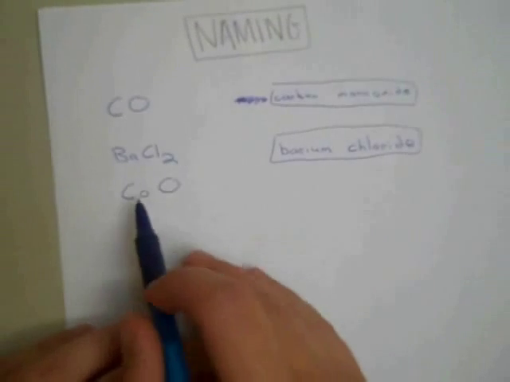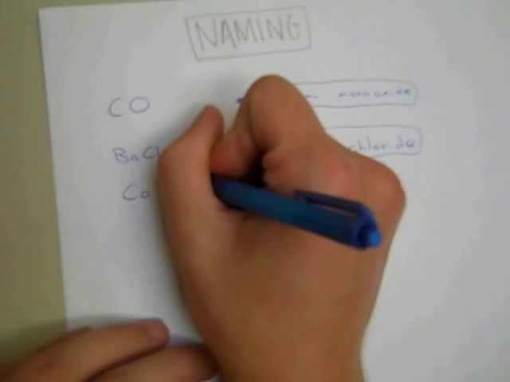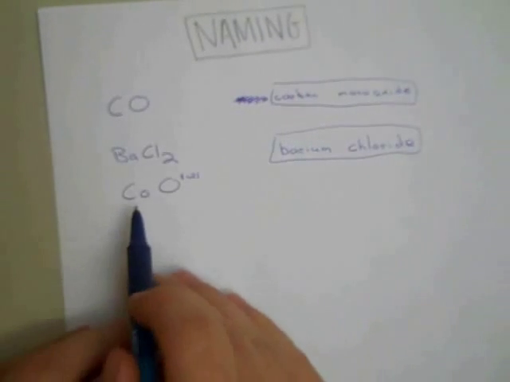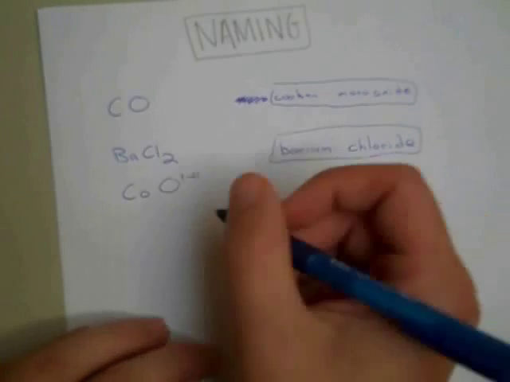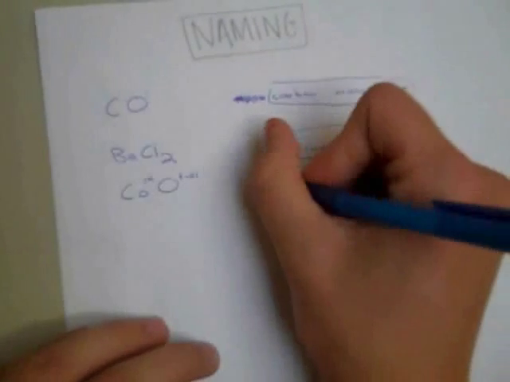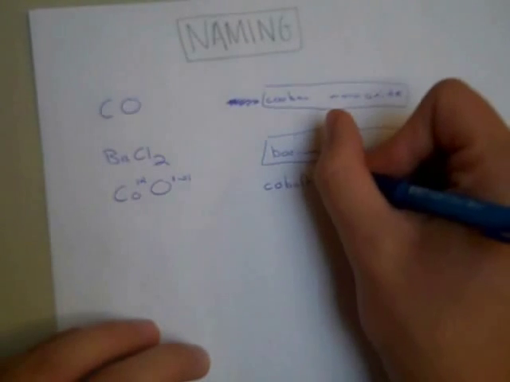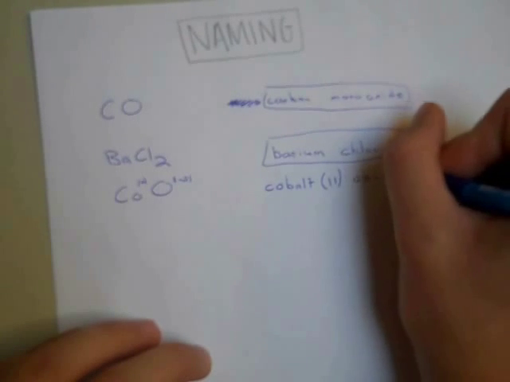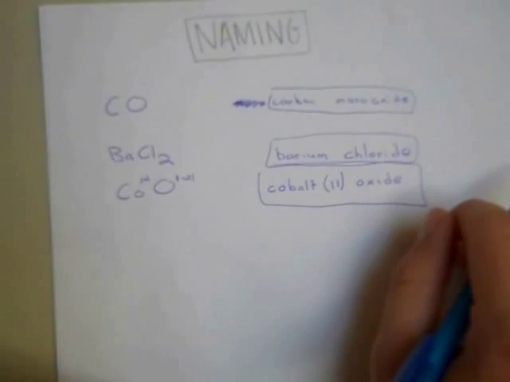So what you're going to have to do, since oxygen has an oxidation state of -2 in this one, that means cobalt is going to be +2 because it balances out and there's no subscripts in this one. So since cobalt is +2, what you're going to do is name your metal, cobalt, and then you're going to put Roman numeral 2 in parentheses, and then oxygen with an IDE ending. So you're left with cobalt(II) oxide for that one.